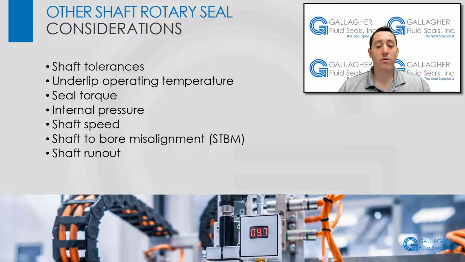Here are some other rotary seal shaft considerations: shaft tolerances, underlip operating temperature, seal torque, internal pressure, shaft speed, shaft to bore misalignment, and shaft runout. All of these, if improperly considered, can cause premature failure of the seal and thus premature failure of the entire rotary assembly. Chapter 4 of this series focuses on rotary seal failure modes in greater detail.